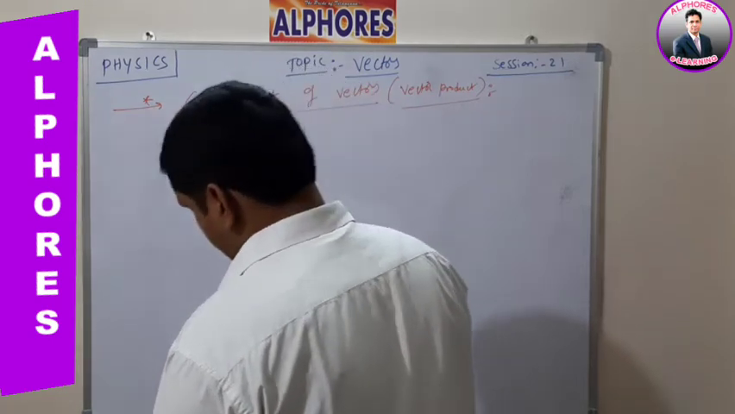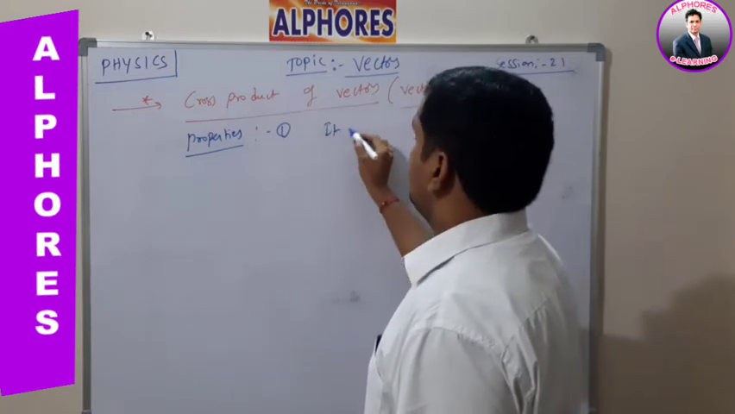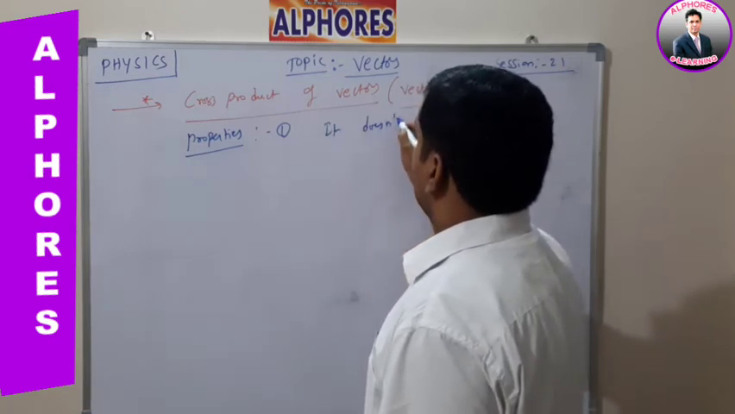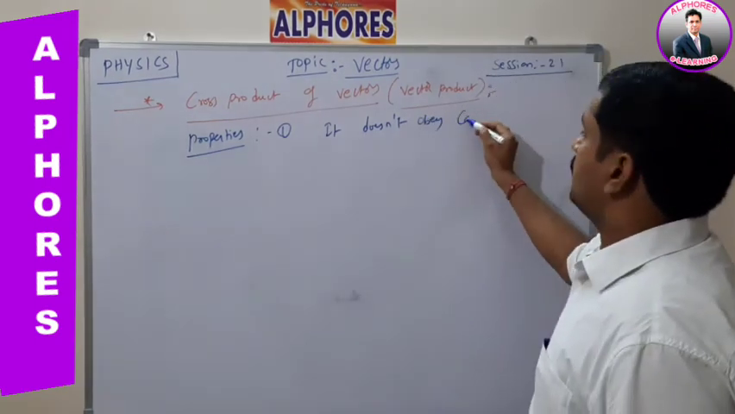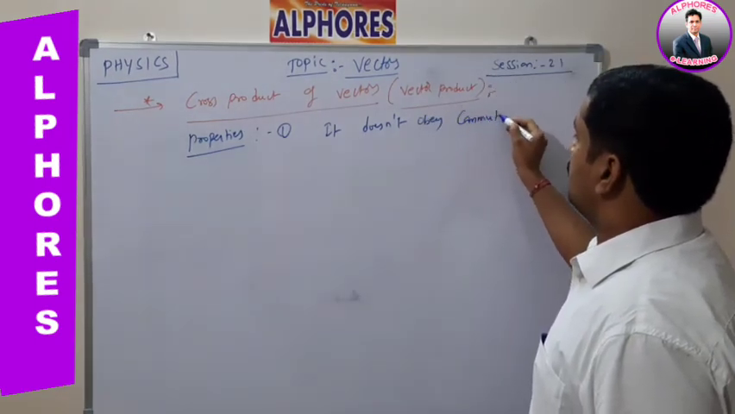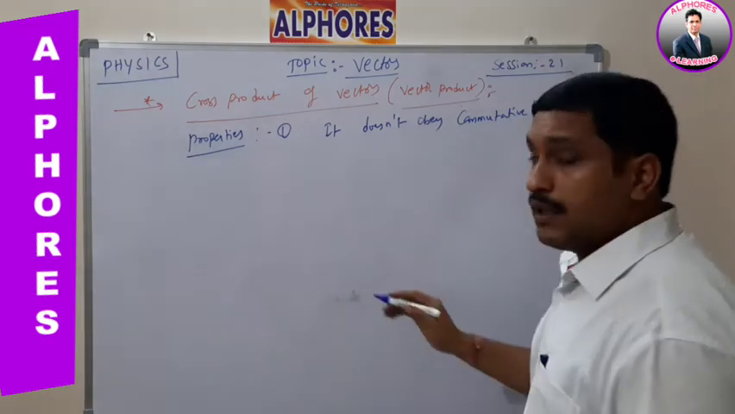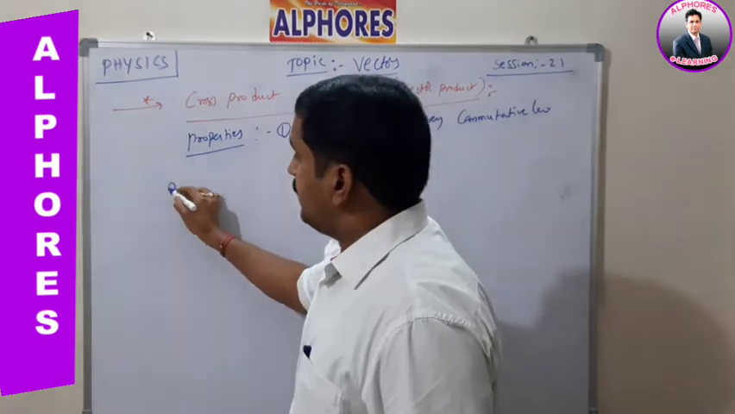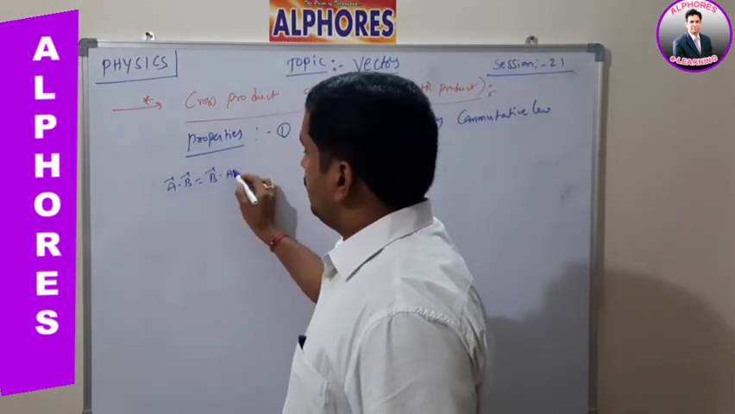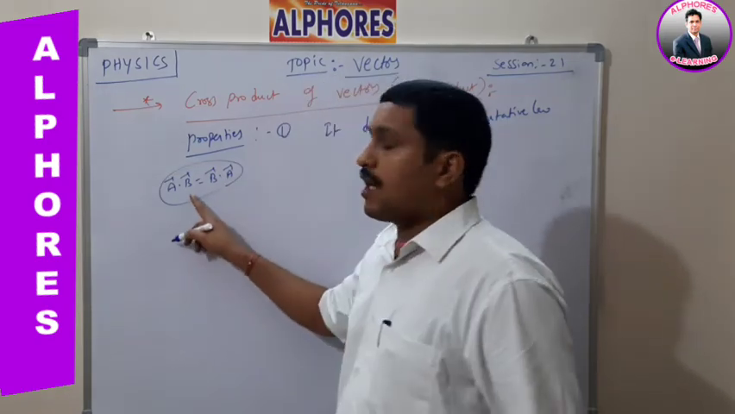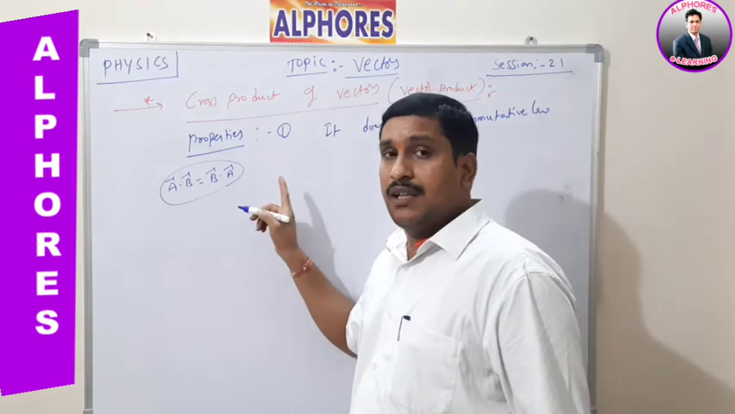The first property: it doesn't obey the commutative law. What is meant by commutative law? In a dot product, we have to take it in this way. In the dot product, it obeys the commutative law like this. So this is the commutative law in the dot product. The dot product obeys the commutative law, but the cross product doesn't obey the commutative law.